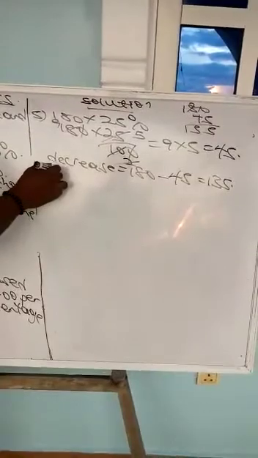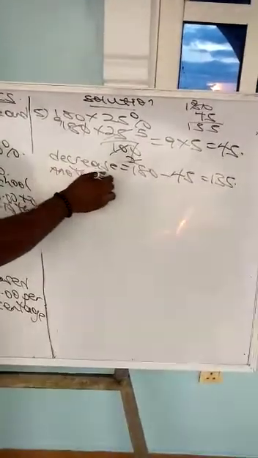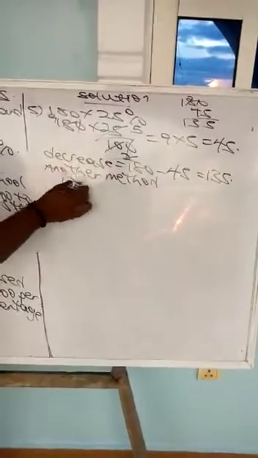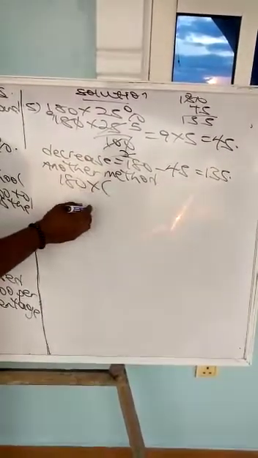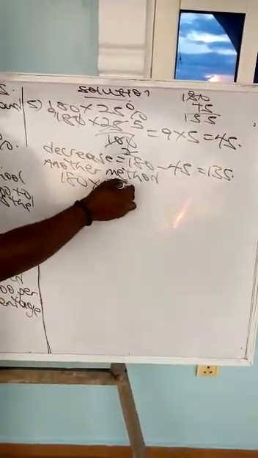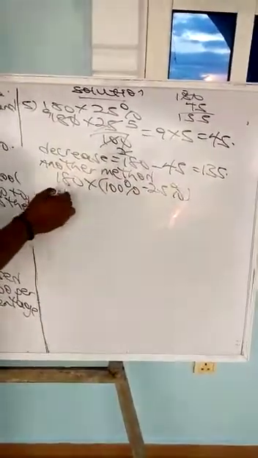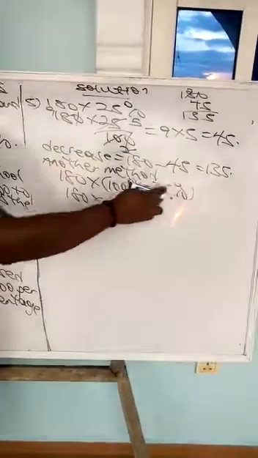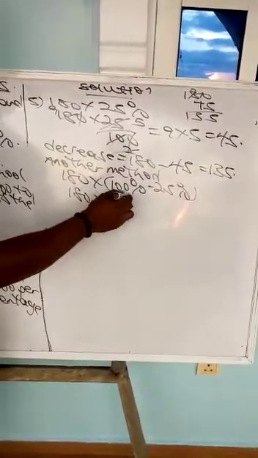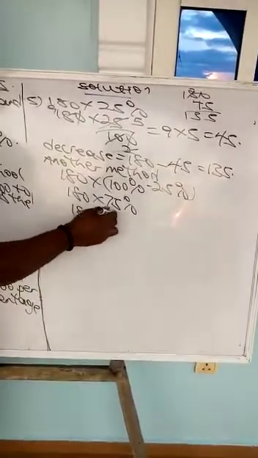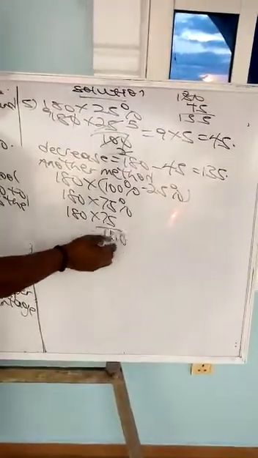So another method which I introduced earlier is going to be 180 times. So we are decreasing. We subtract from 100%. So it will be 180 times. If we subtract, we are going to be having 75. So we are going to have 180 times 75 over 100.